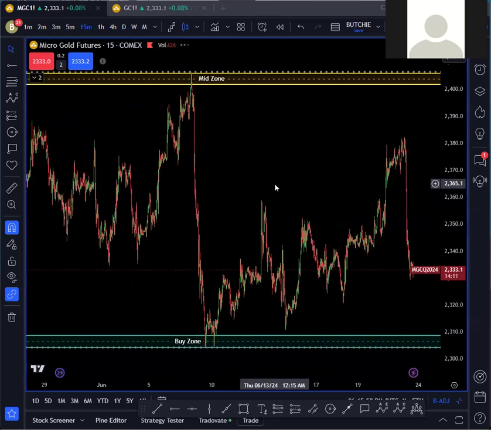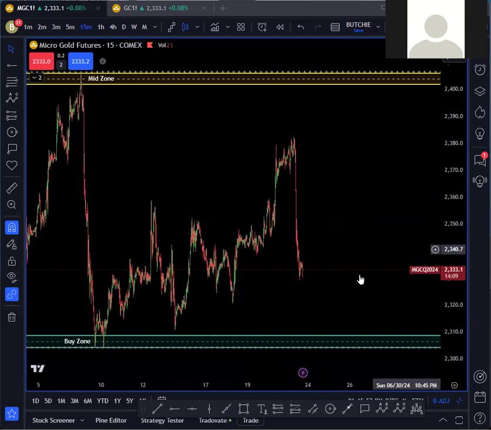Let's see if I can pull in some more data in there. So right now we're kind of in the middle. We're actually down more toward the buy zone on this. So I would look for indications that we can go long.